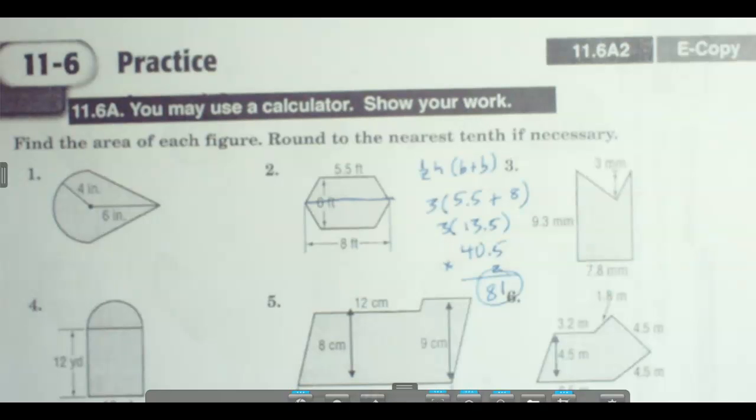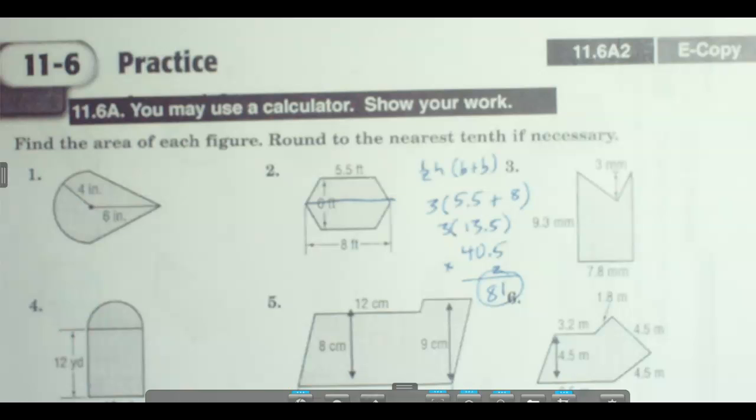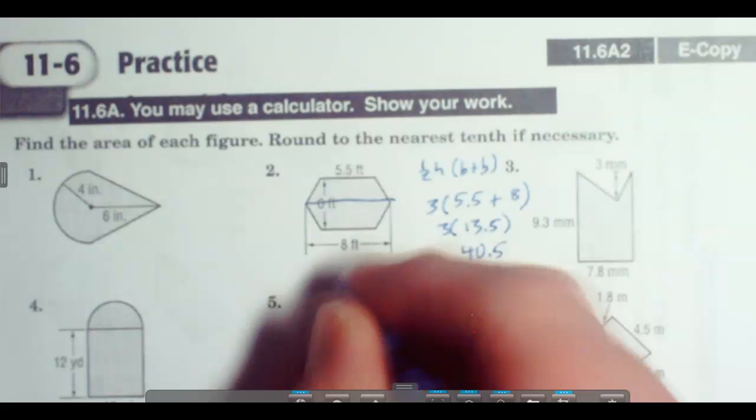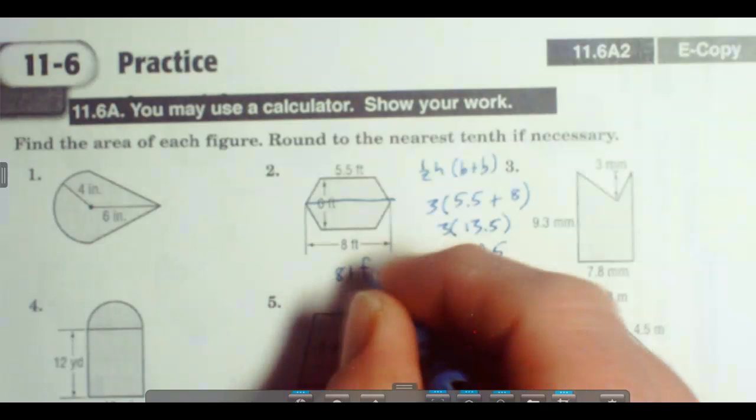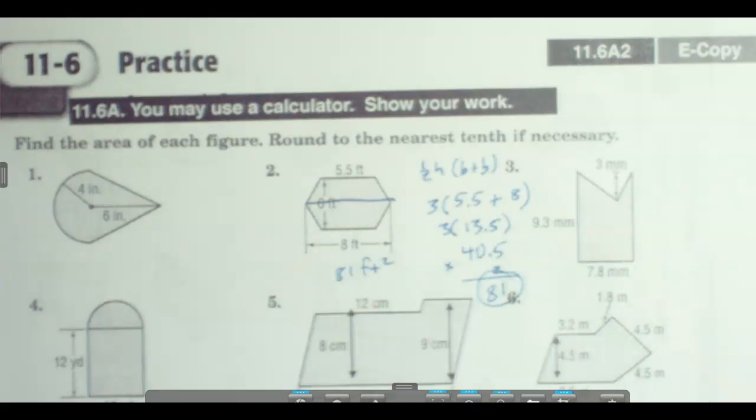I'm going to run those numbers on a calculator because I did it in my head. So 5.5 plus 8 equals, there's the 13.5, take that times 3, and I've got 40.5, take that times 2, I've got 81. So this would be 81 feet squared.